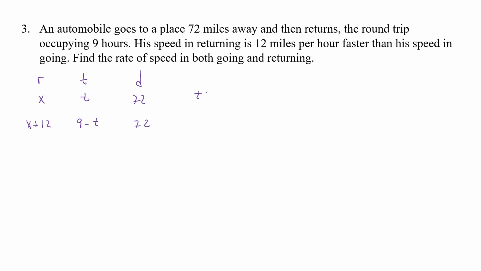So on the first one, t is equal to 72 over x. And the next one, we have 9 minus t is equal to 72 over x plus 12. Okay. Now again, we have one of them solved for t, so we can plug that right in there. And when we do that, we'll have 9 minus 72 over x equals 72 over x plus 12. All right. Now, our LCD is equal to just x times x plus 12. So we're going to take this times x plus 12.